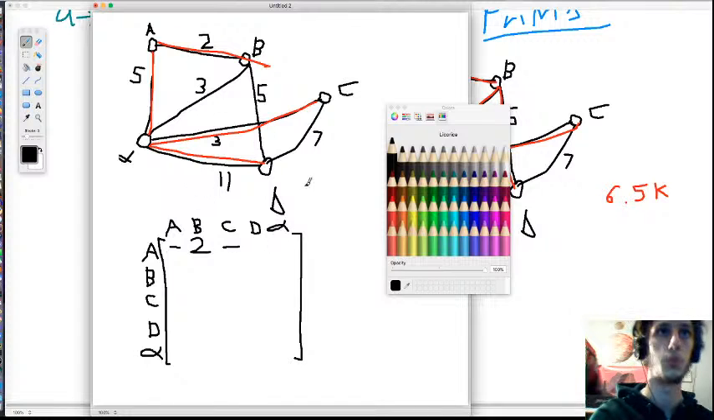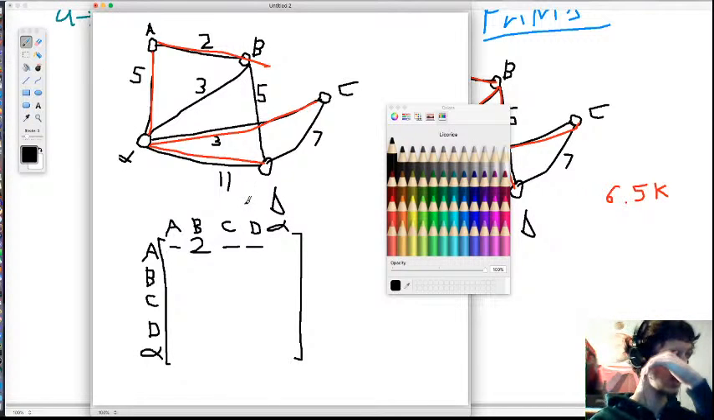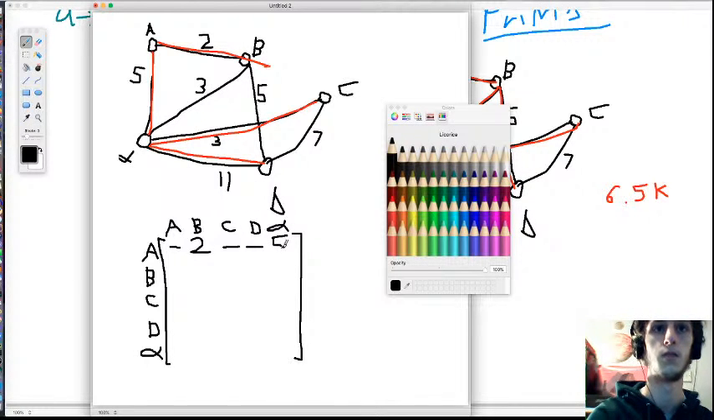You could put 0, but it might cause problems. Not that I can see, but maybe. No connection from A to D, connection A to alpha, 5, and it works exactly as I expect. B to C, no connection. B to D. Oh yeah, just 5.